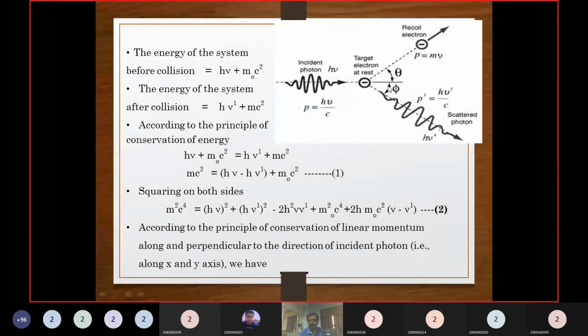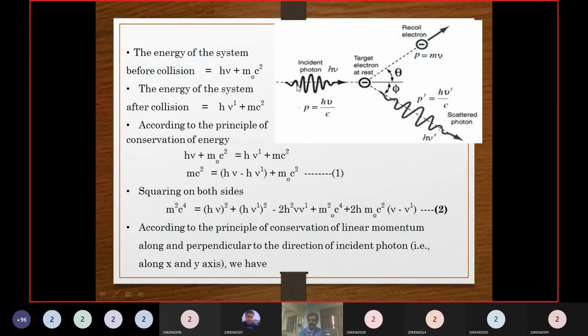Suppose this is the phi we are taking. Phi equal to 0 means light will come directly like this, so the photon will come directly. If phi is equal to 90, the photon will come like that. If phi equal to 180, the photon will get back.